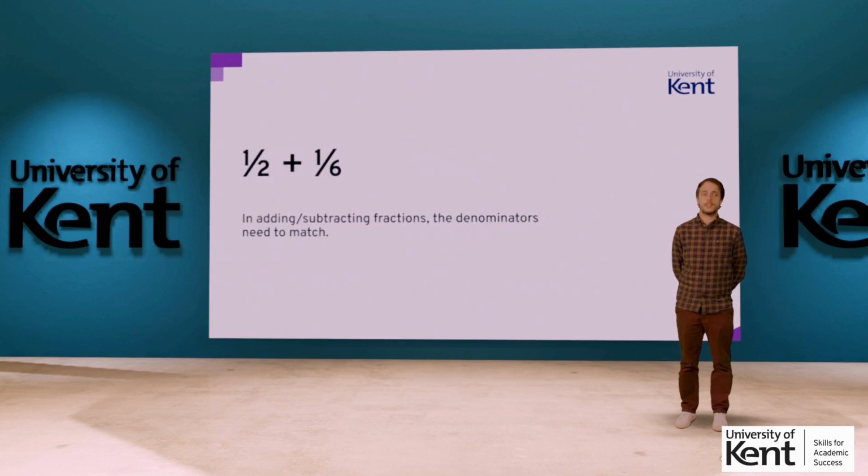There will, however, be times when we are adding or subtracting fractions that are not as intuitive. For example, 1/2 plus 1/6. We can't simply add our numerators at the top and our denominators at the bottom. We'd get 2/8, which would not be the correct answer. An important rule for adding or subtracting fractions is that our denominators, the bottom number, need to be the same in both equations.